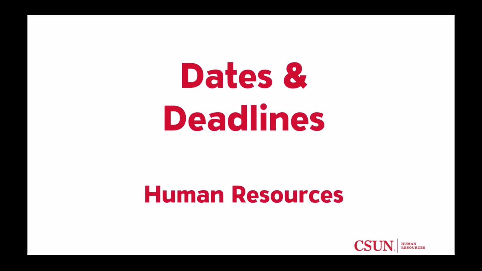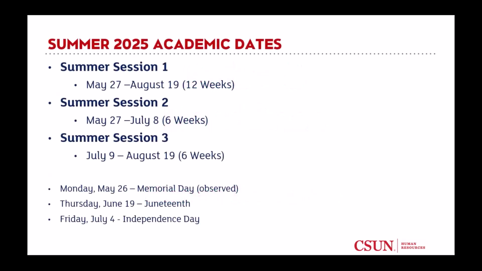So, dates and deadlines. For summer 2025, the academic dates for summer session one are from May 27th to August 19th. That's 12 weeks. Session two and session three are 6-week courses. That'd be from May 27th to July 8th for summer session two, and July 9th to August 19th for summer session three.